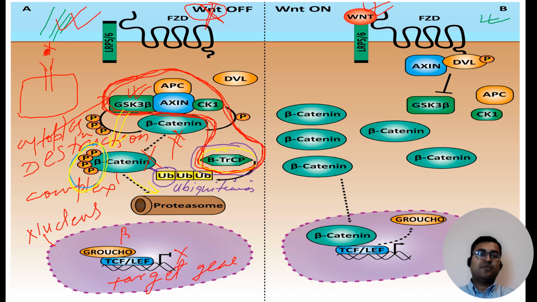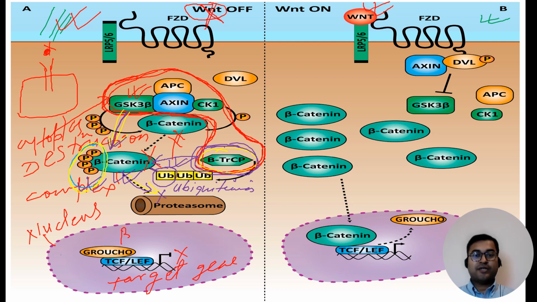So the destruction of beta-Catenin is mediated by two components. One is GSK3 beta of the destruction complex. What this GSK3 beta does is add a phosphate group on the beta-Catenin. Another component of the destruction complex, beta TRCP, is going to add a ubiquitin group on this beta-Catenin, and because of this phosphorylation and ubiquitination, this beta-catenin is going to get destroyed.